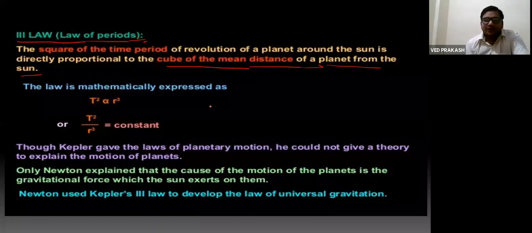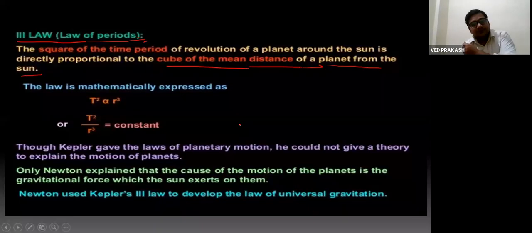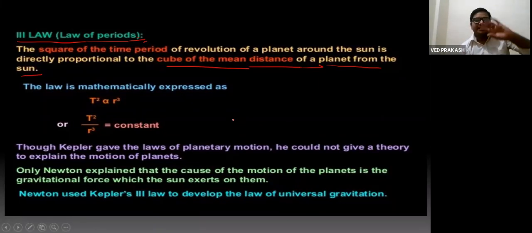Why are we talking about mean distance? Because Earth is not always at a fixed distance from the Sun. This distance is changing. Why is it changing? Because Earth is not revolving in a circular path. It's revolving in an elliptical path. That's why the distance is changing. So we take the mean distance or average distance of any planet and Earth.